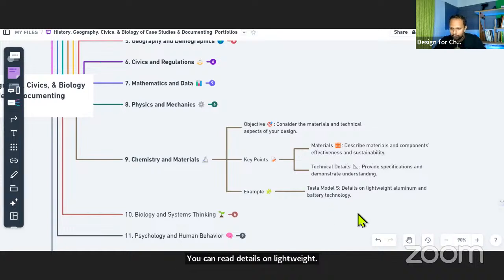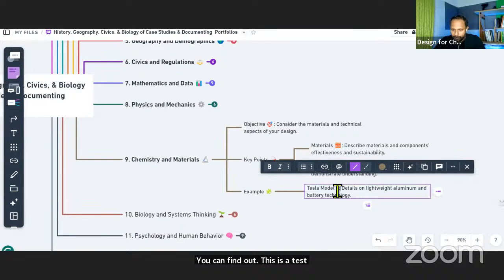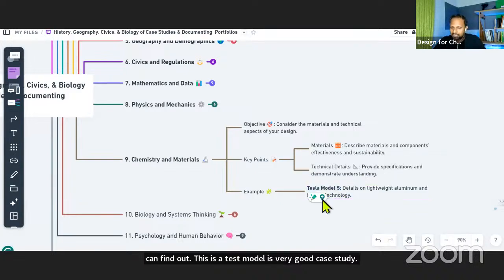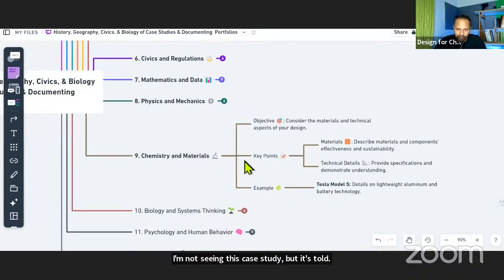You can find out this. This is Tesla's Model S. A very good case study. I have not seen this case study, but it's told it's one of the industry leading ones. Please go and search it online. You can learn it. This is about the chemistry.